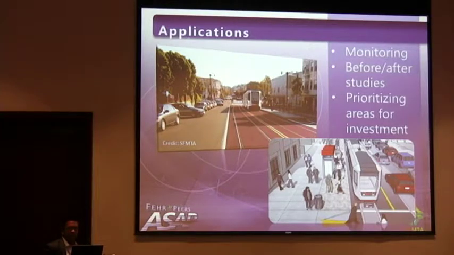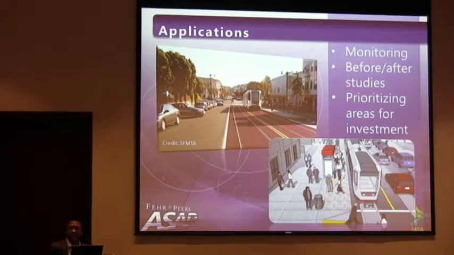And some of the applications that we can use this for include, as you can see in the upper left corner, we painted some red lanes, like what New York did in Manhattan on Church Street, to see how this affects our travel speeds on the buses and trains in the area. We can look at before and after. And we can also start prioritizing areas for investment.